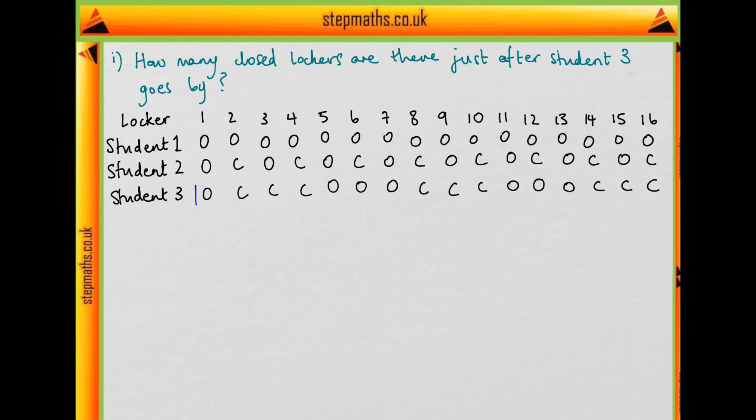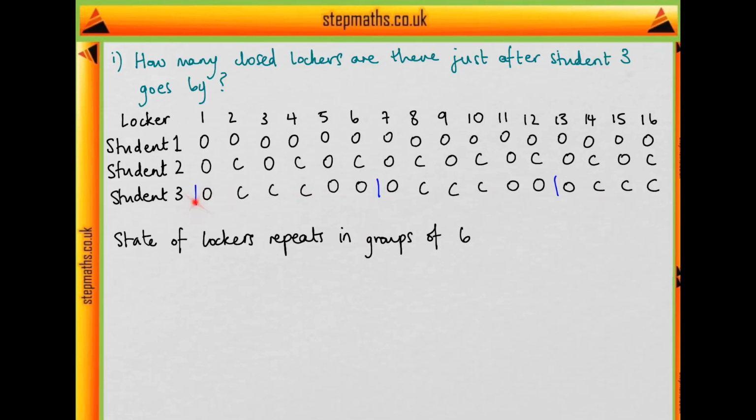So if I cut this off here and here, then we can see between where I've drawn the blue lines we have an open locker and then 3 closed ones and 2 open ones, and then that repeats: open, 3 closed, 2 open, open, 3 closed, and so on. So we can split all of these lockers up into groups of 6.